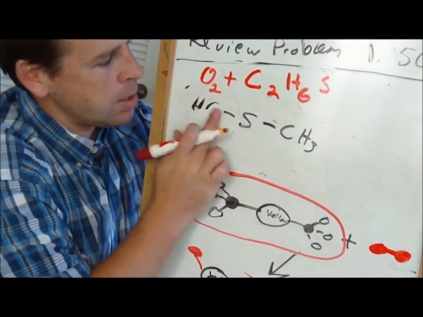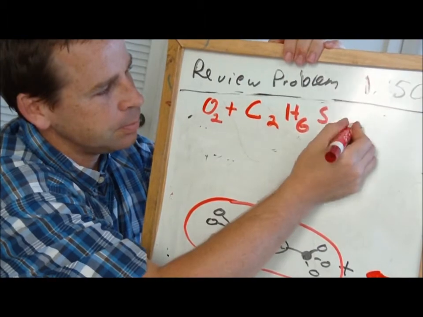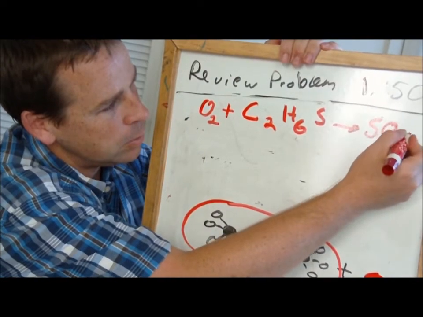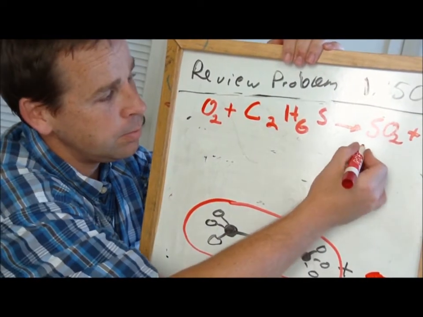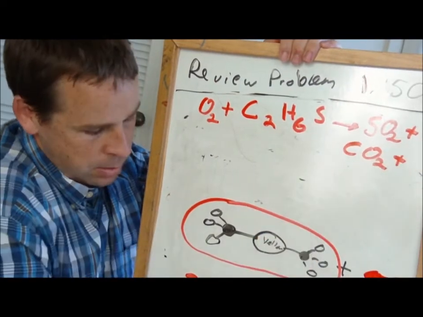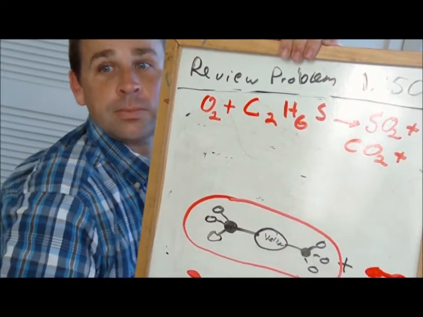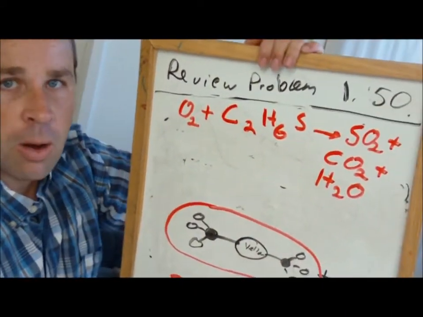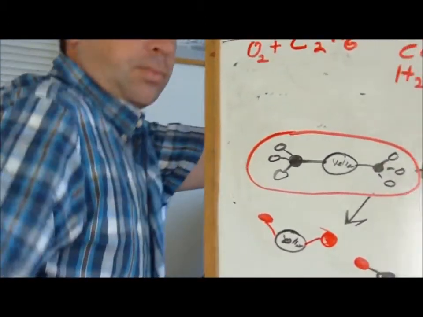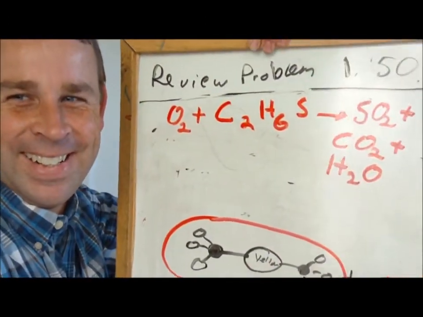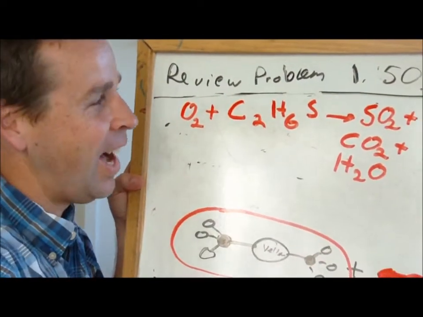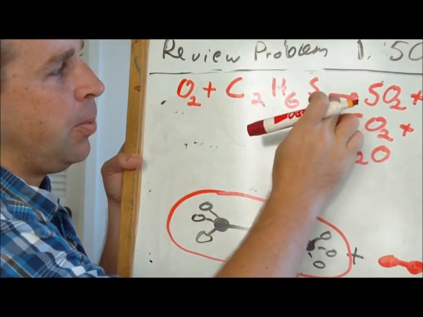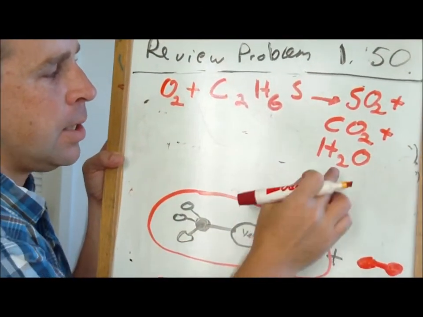All right? What are the products of this reaction? The products are SO2 and CO2 and H2O. All right, is that okay? So we have O2 combining with our dimethyl sulfide, and it yields sulfur dioxide, carbon dioxide, and water.